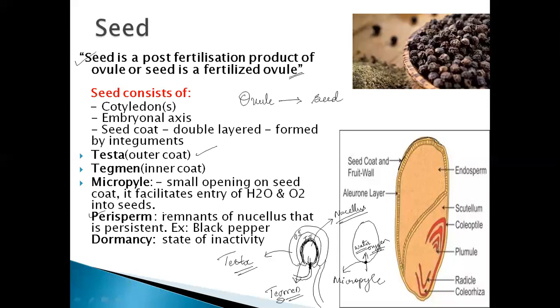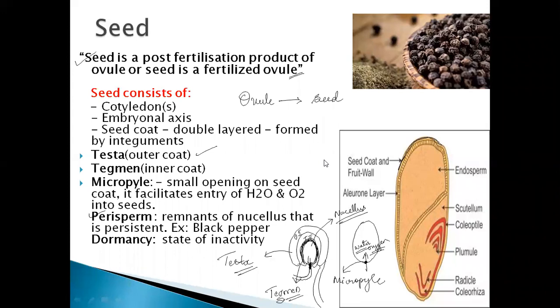Yes, there is a remaining of this perisperm. And the example for it is black pepper. Black pepper, can you see here? These are the black peppers. Okay. So now, for you, this question can be asked in this way. Which among these seeds have perisperm in it?